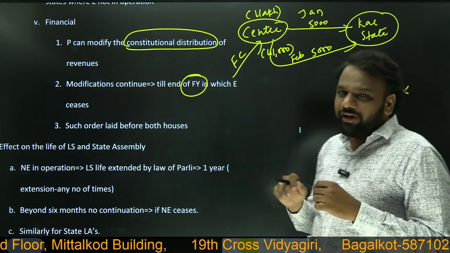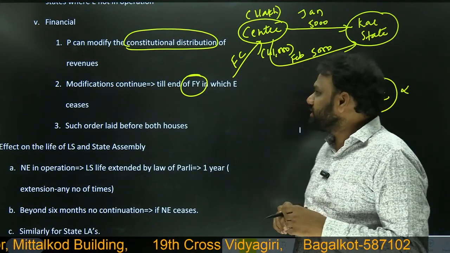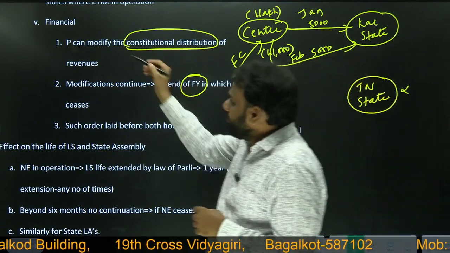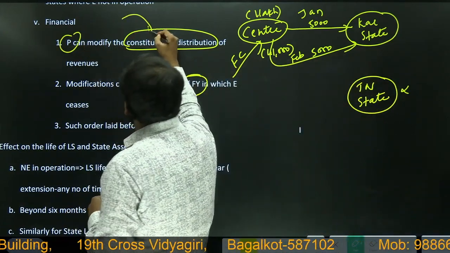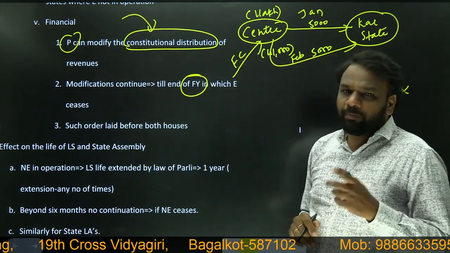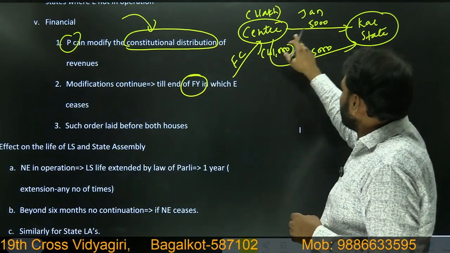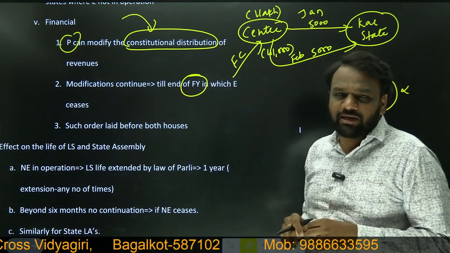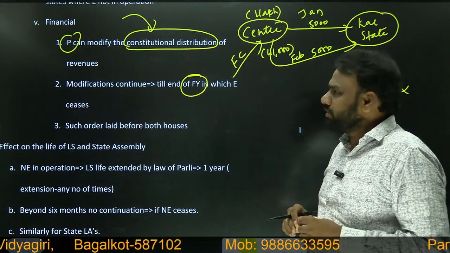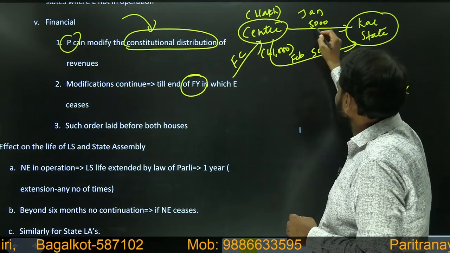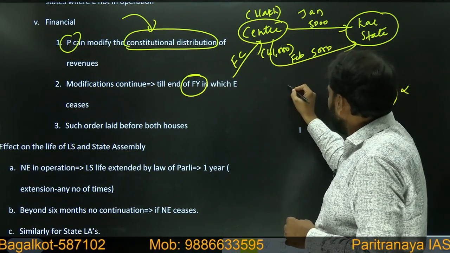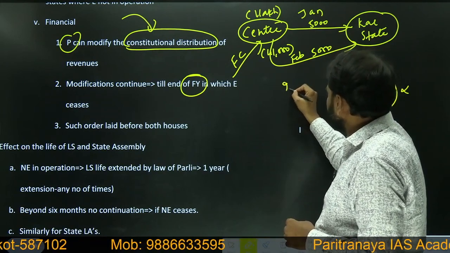But during financial emergency, what can the President do? The President can modify the constitutional distribution. The President can say, every month you are sending 5,000, but as there is a national emergency, I want to reduce the amount. So what will the President do? Rather than sending 5,000, he will say, we'll just send 2,000.